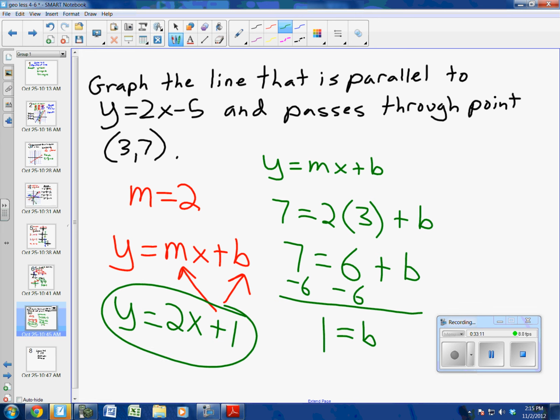This equation is parallel to that equation. If you graph them, y equals 2x plus 1 would be a line parallel to y equals 2x minus 5. And so you have your equation like that. Could you do a problem like that again?